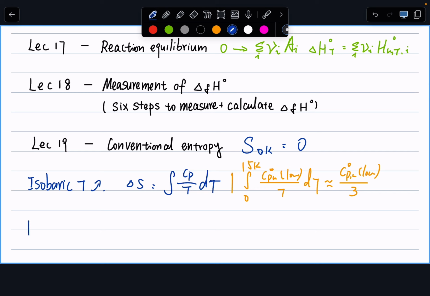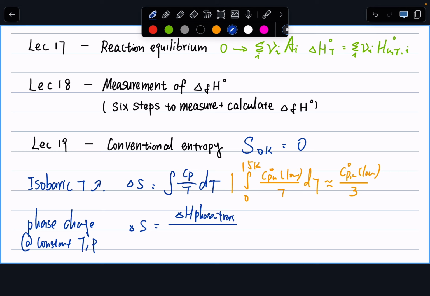We also went over phase change at constant T, P, where delta S equals delta H of the phase transfer over T of the phase transfer. All right, so those are the things we went over in our last lecture. And that's it. That's the coverage of all of our midterm 2. And that's a quick summary of what we discussed so far.